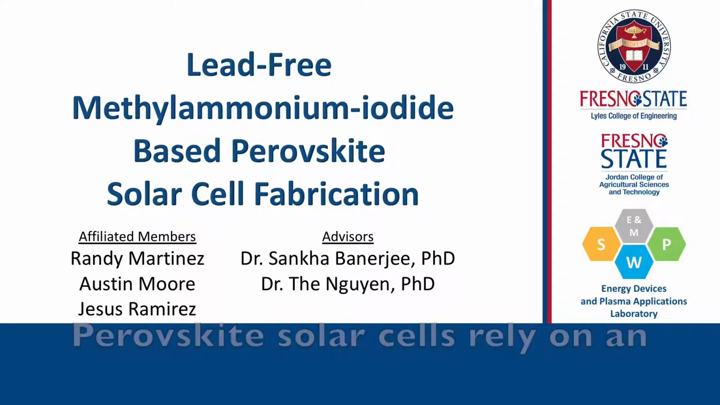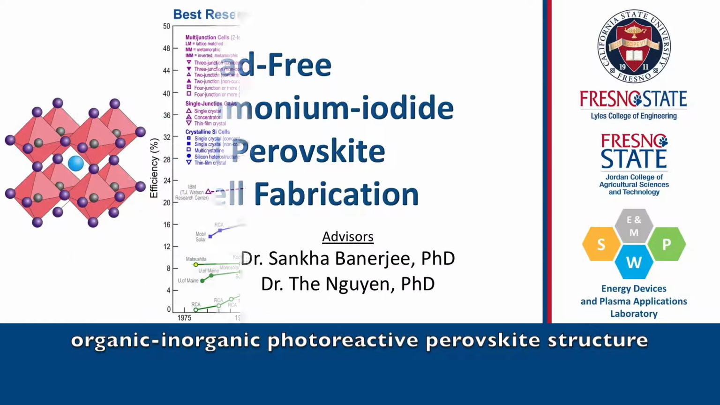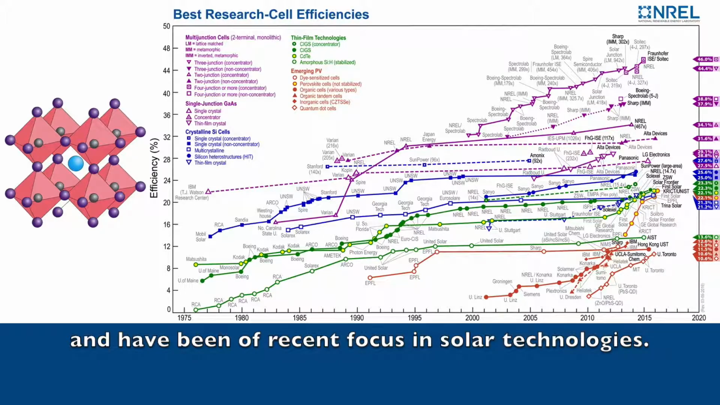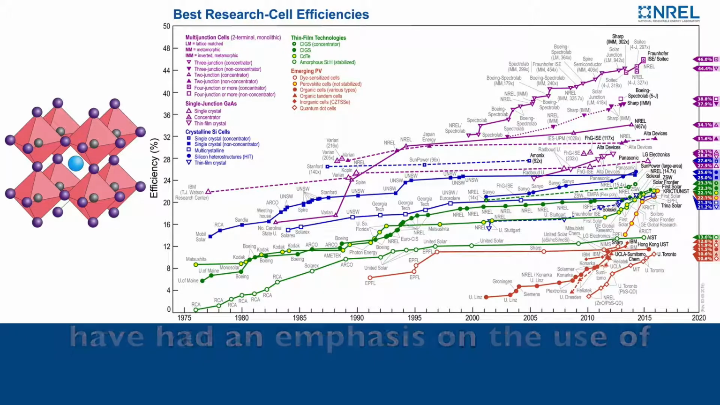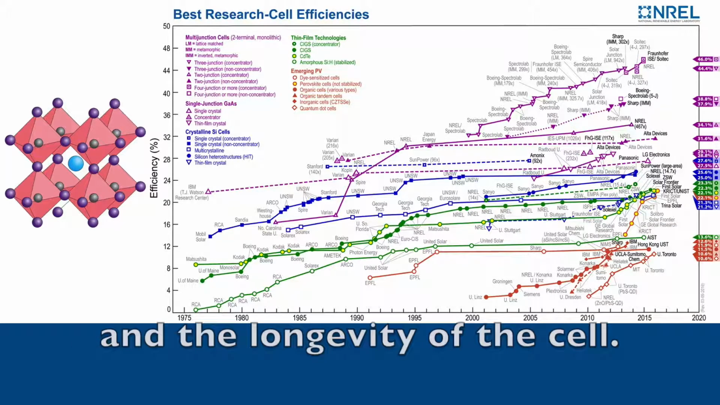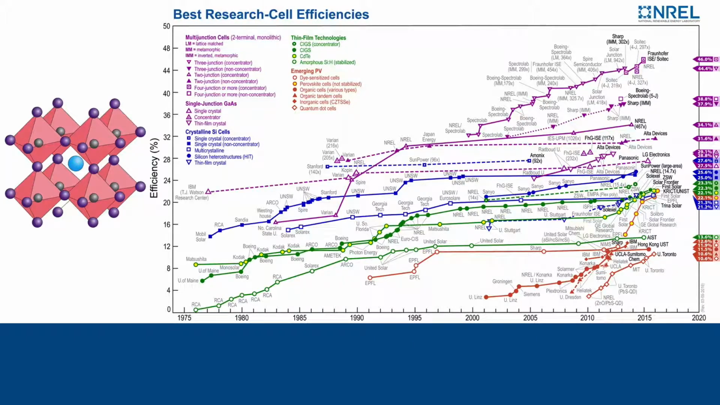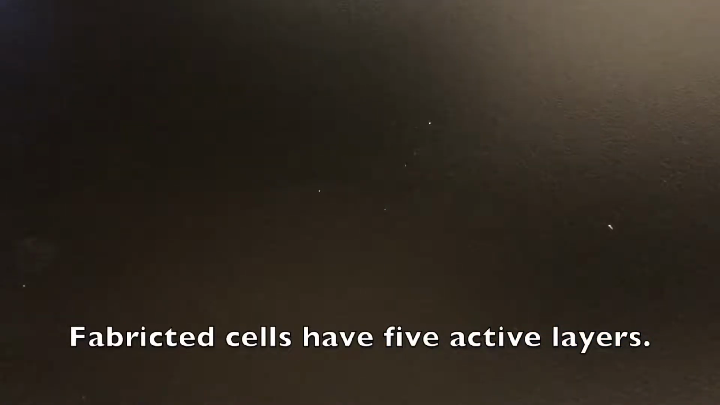Perovskite solar cells rely on an organic-inorganic photoreactive perovskite structure and have been of recent focus in solar technologies. Research at Fresno State concerning perovskite solar has had an emphasis on the use of lead-free perovskite structures and the longevity of the cell. Fabricated cells have 5 active layers.